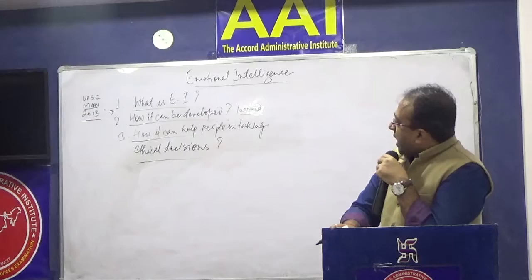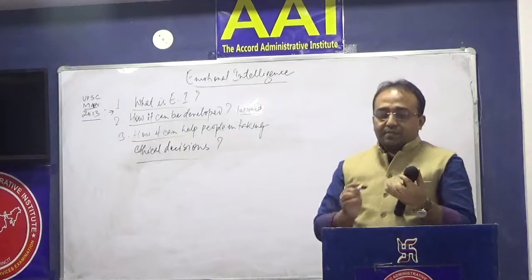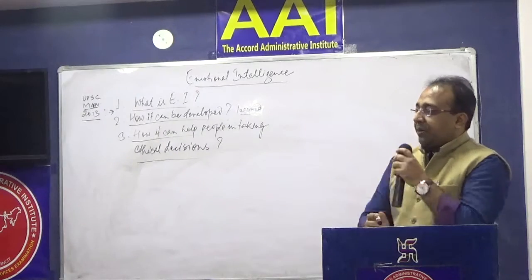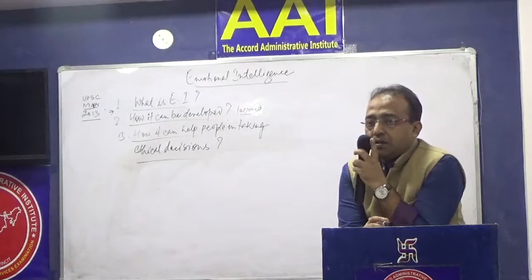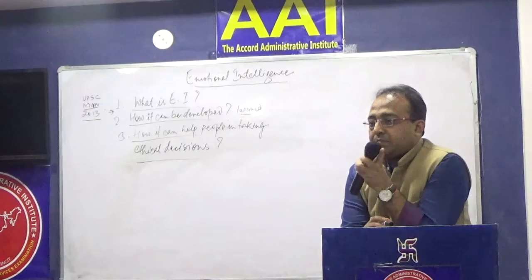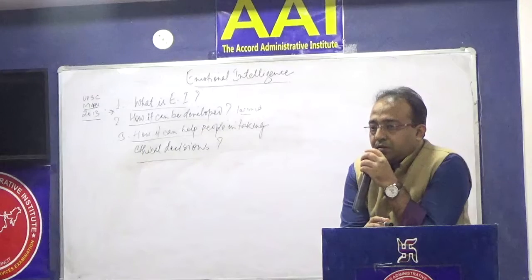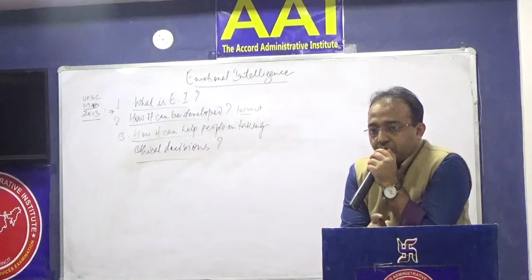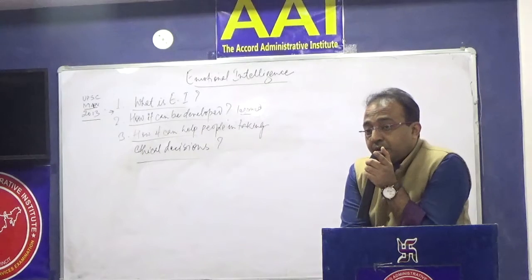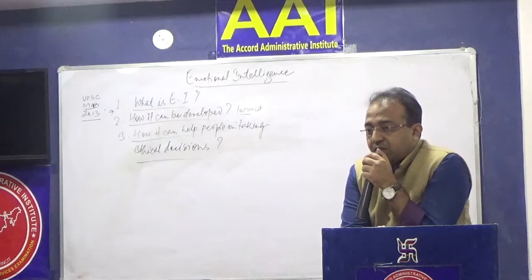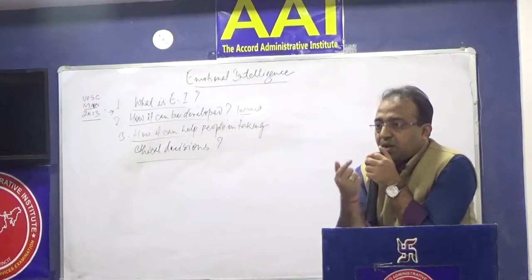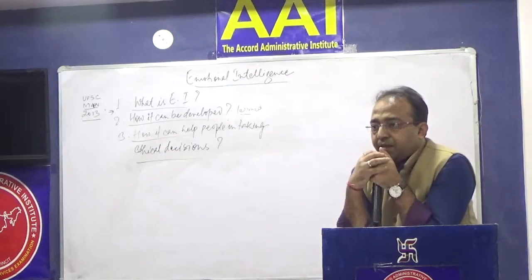Then how it can help people in taking ethical decisions. Now what will be the point here? Ethical decisions. As empathy is developed. Pardon? Empathy. Emotional intelligence will help develop empathy with others. Okay, fine. That's one angle that you can explain here.